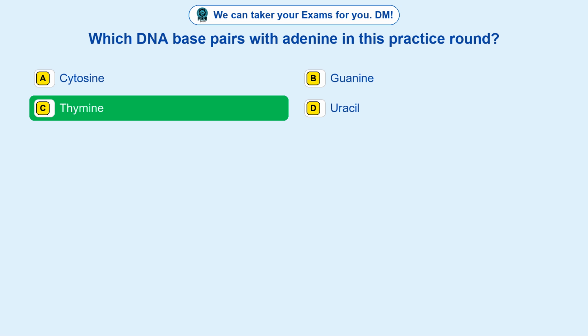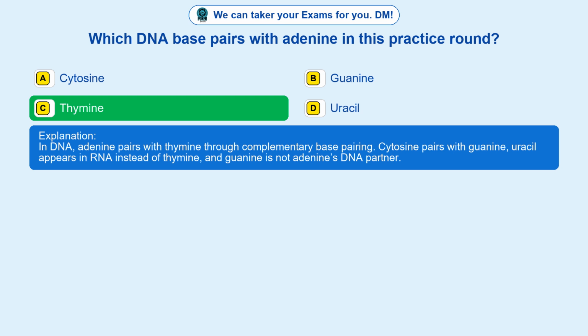Thymine. In DNA, adenine pairs with thymine through complementary base pairing. Cytosine pairs with guanine, uracil appears in RNA instead of thymine, and guanine is not adenine's DNA partner.